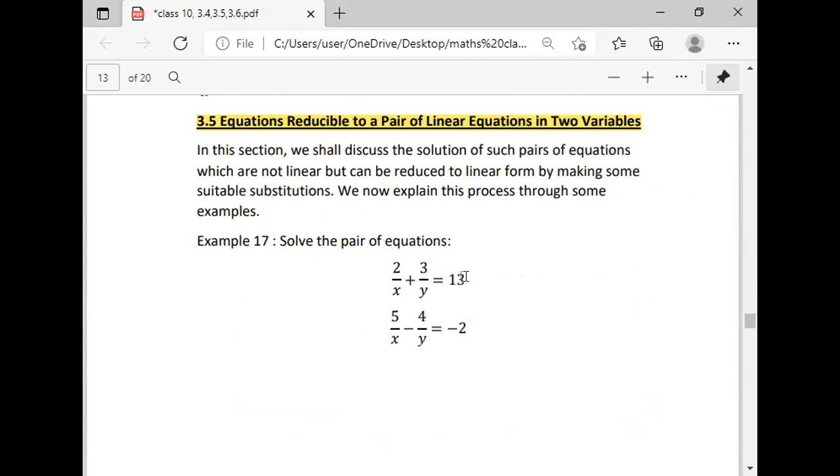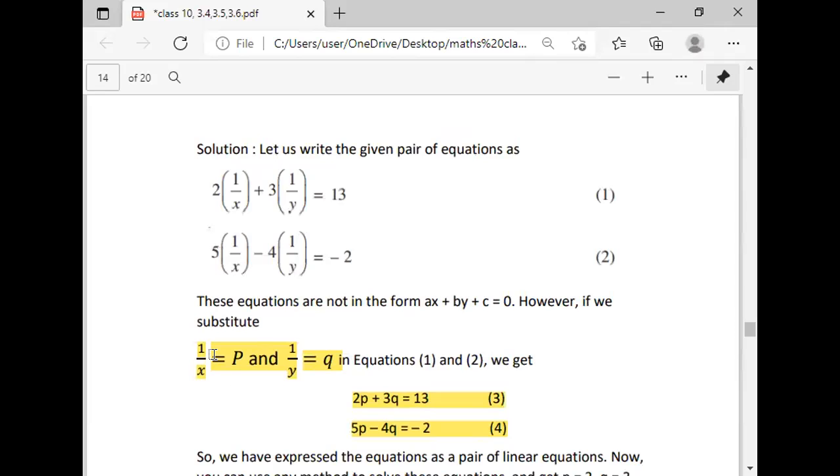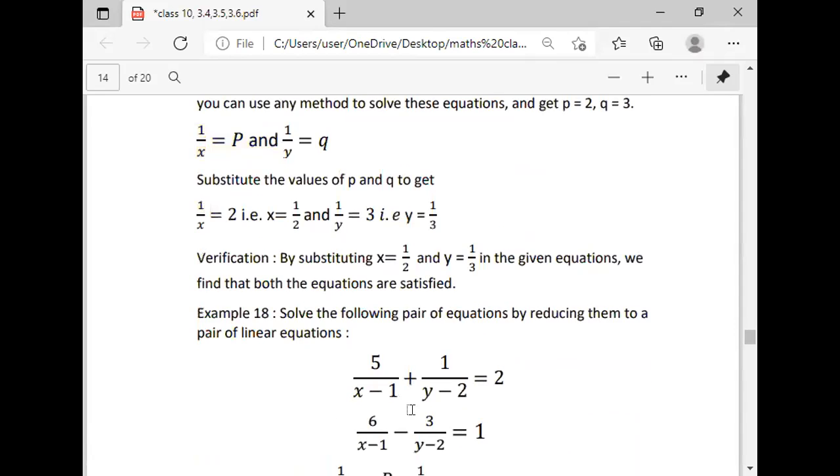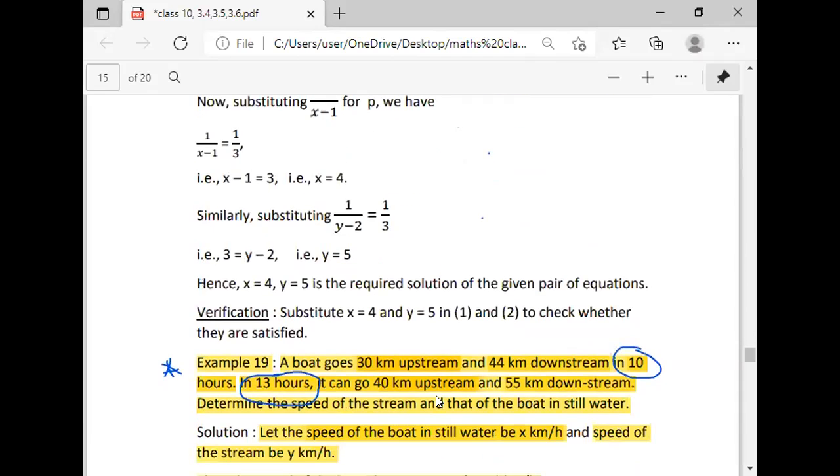And next we have seen equations reducible to a pair of linear equations in two variables. Equations will be given to you, but they will not be in linear form. Then what do we have to do? We have to change it to a linear form just by substituting 1 by x equal to p and 1 by y equal to q. Then it will be reduced to a linear form, and we can use any of the previous methods to solve it and move further.